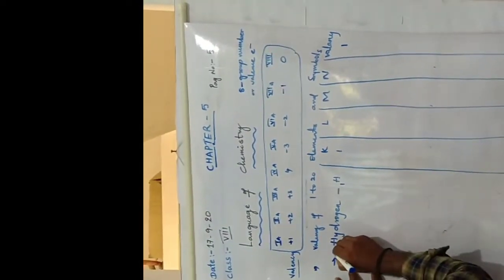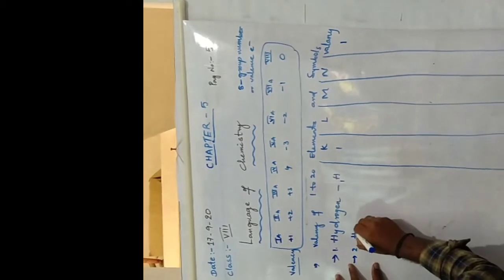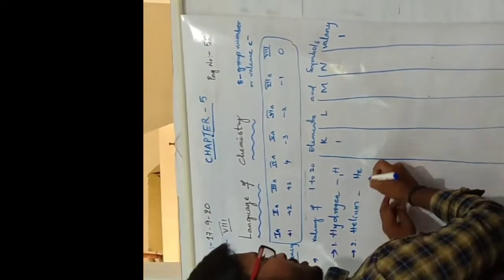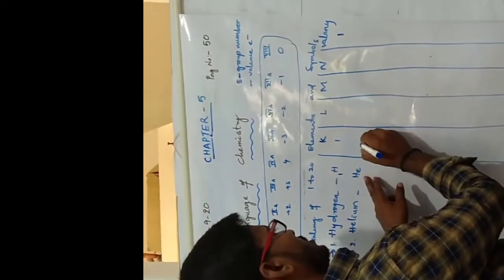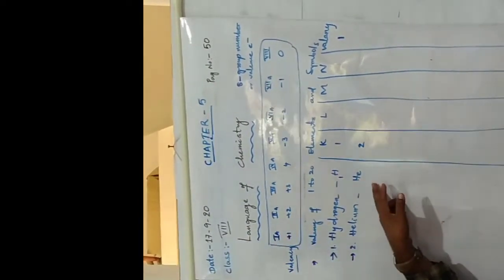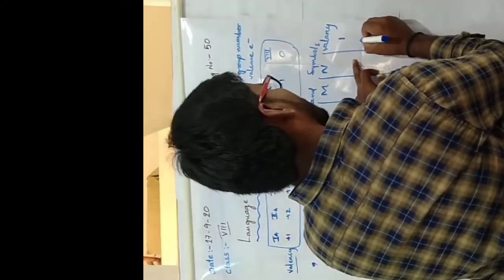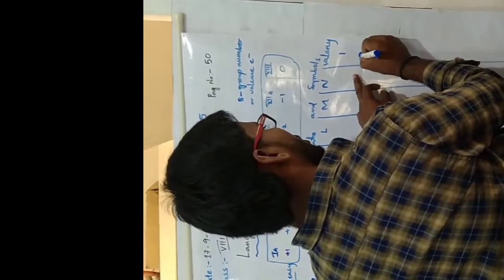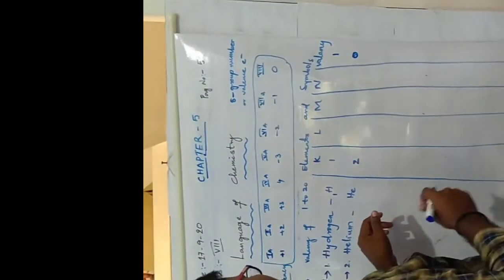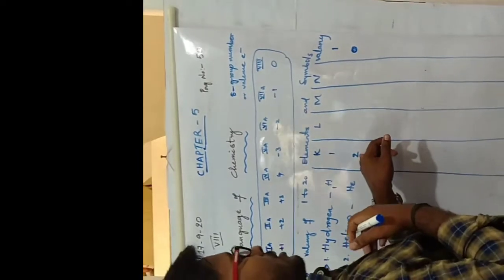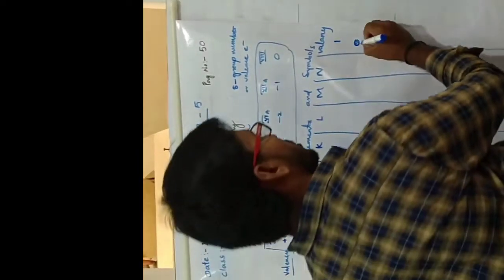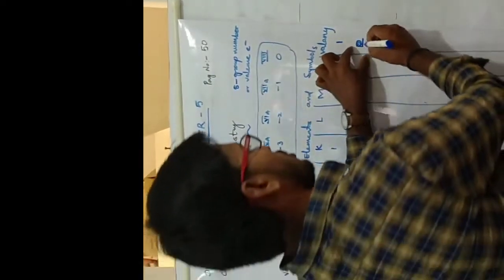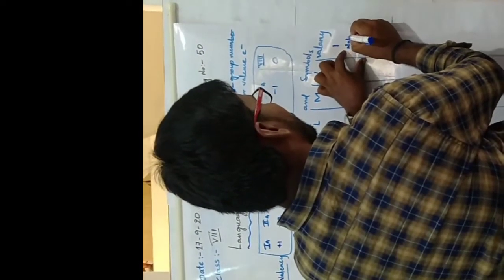Second element, helium, symbol He. Electronic configuration 1s2, that means only 2 electrons are present in the K shell. Helium belongs to the 0 group, that means 8 minus 8 is 0. Helium has 2 electrons, so there is no charge. We can consider it as 2. Why? Because these are noble gases, or gas states.